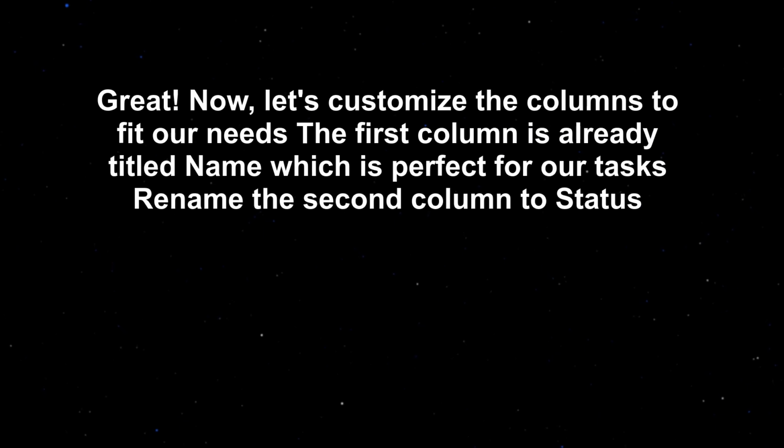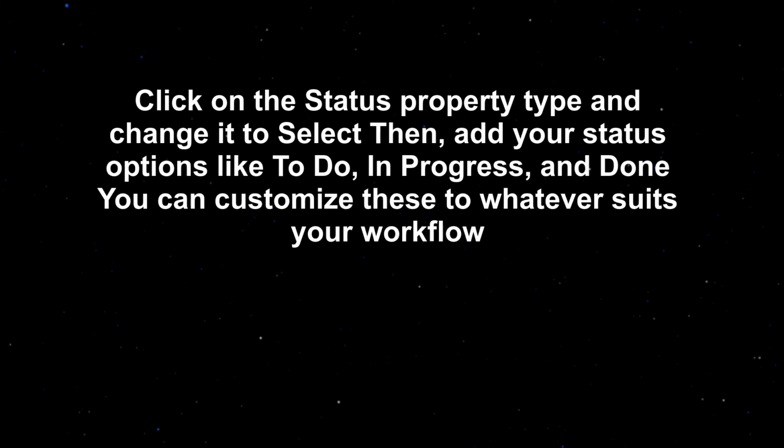Great. Now, let's customize the columns to fit our needs. The first column is already titled Name, which is perfect for our tasks. Rename the second column to Status. Click on the Status property type and change it to Select. Then, add your status options like To Do, In Progress, and Done. You can customize these to whatever suits your workflow.